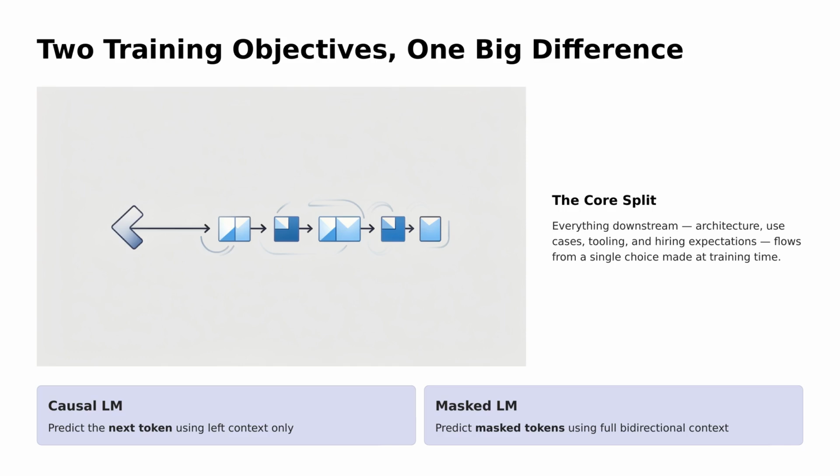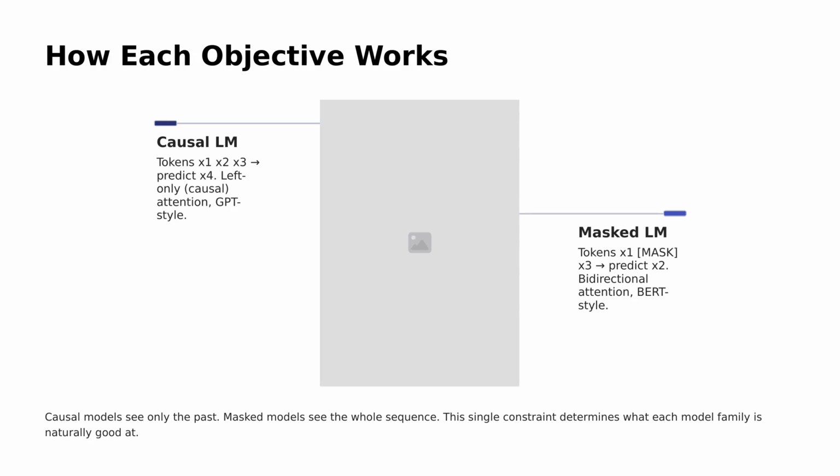At the heart of modern language models is one key training choice, and it shapes everything that follows. A causal language model learns by predicting the next token using only the words that came before. A masked language model works differently. It fills in missing tokens using context from both directions. That single split influences the model's architecture, the kinds of tasks it fits best, the tools around it, and even what teams look for when hiring.